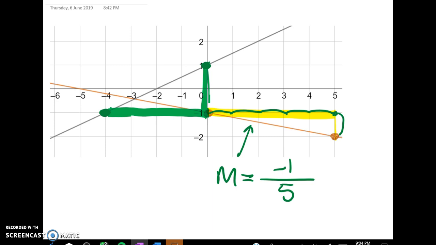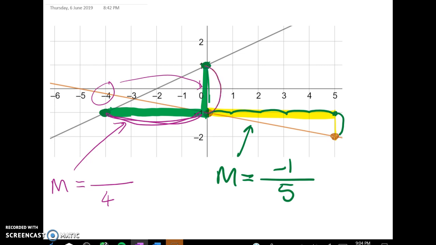So the gradient for the positive line has got this for the out. So from negative 4 up to 0, so that's got 4, and then I've gone up 2 here. So the gradient there is 2 over 4, and we simplify that to 1/2. Right, two more on the next slide.